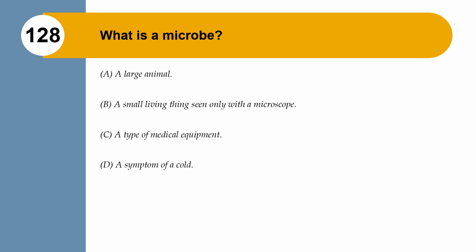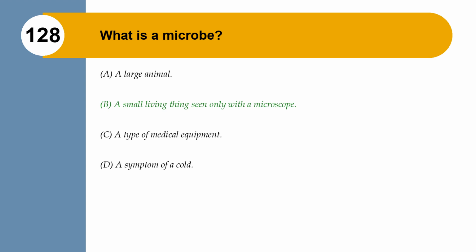Question 128. What is a microbe? Option A, a large animal. Option B, a small living thing seen only with a microscope. Option C, a type of medical equipment. Option D, a symptom of a cold.